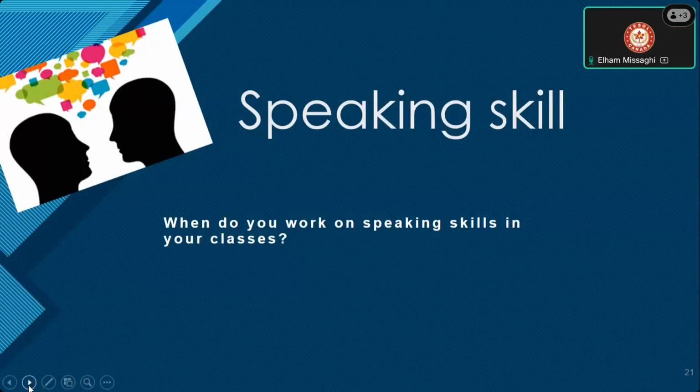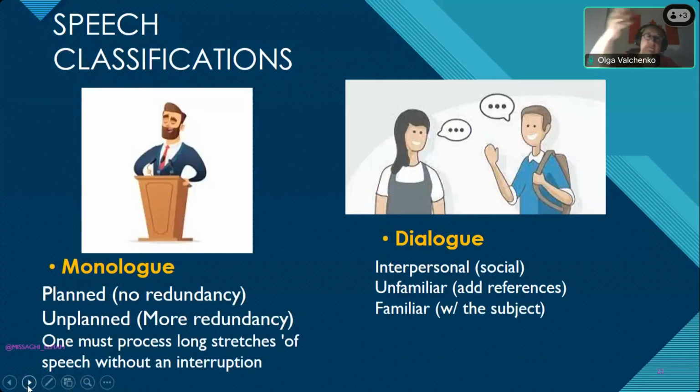For example, the warming up stage. You can ask them how they are doing. You can provide a picture and ask them for their opinion. It's all speaking. Then even the listening part, you ask questions, you get the feedback, speaking again. Exactly. During the while-listening stage, post-listening stage, you're working on speaking again. So speaking all the time.